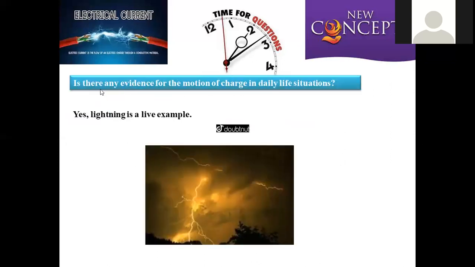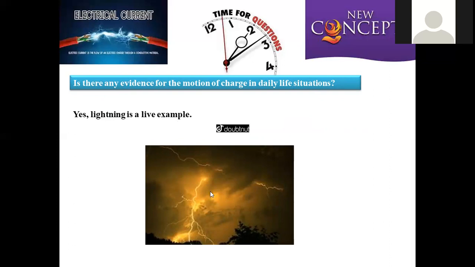Now, let us see a live example with respect to conductivity. Is there any evidence for the motion of charge in a daily life situation? Absolutely. Lightning is the simplest live example, and I collected this answer from .NET. Thank you very much for your valuable information.